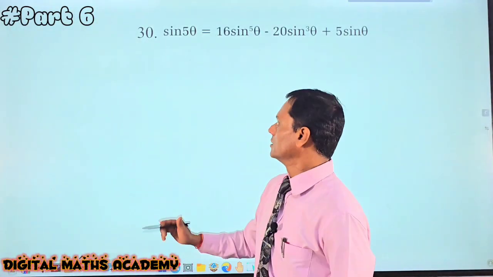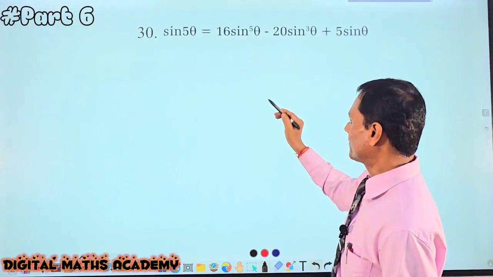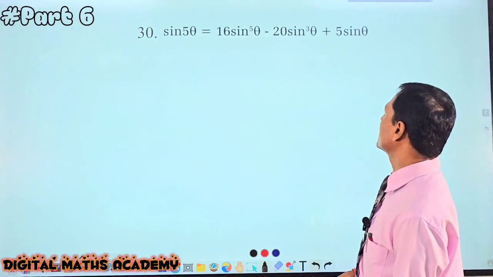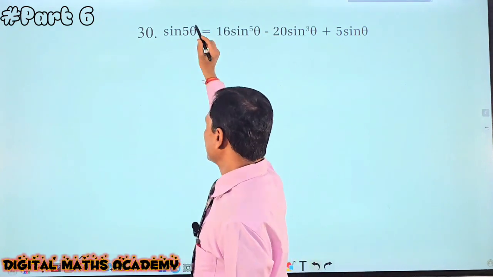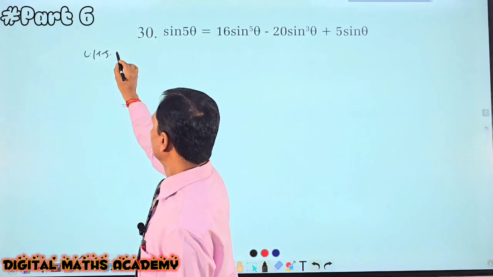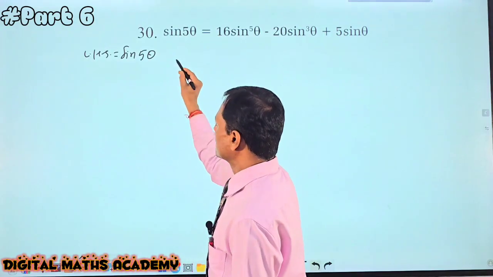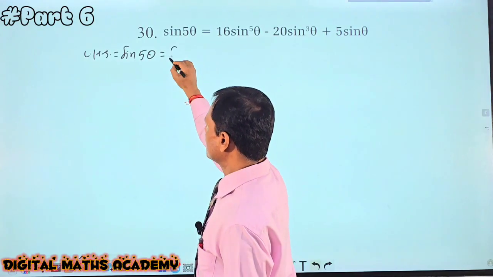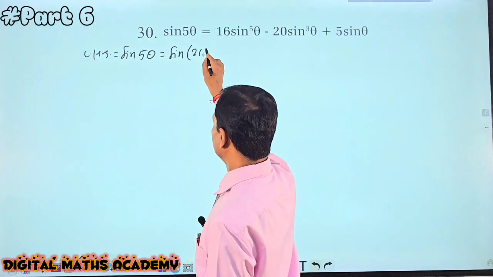Identity number 30. Sin 5 theta equals 16 times sin to the power of 5 theta minus 20 sin cube theta plus 5 sin theta. We have to choose the left hand side. So left hand side we have, let's start from here, sin 5 theta. And sin 5 theta can be written as sin of 2 theta plus 3 theta.